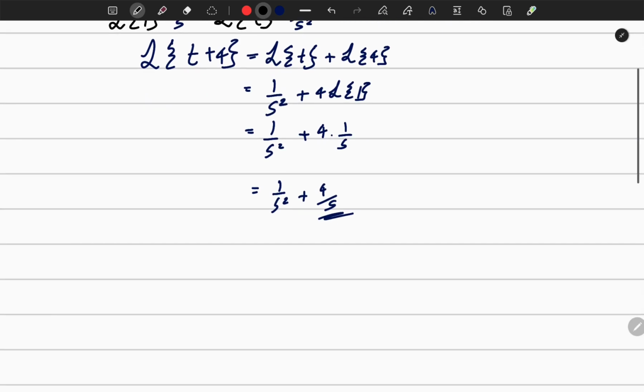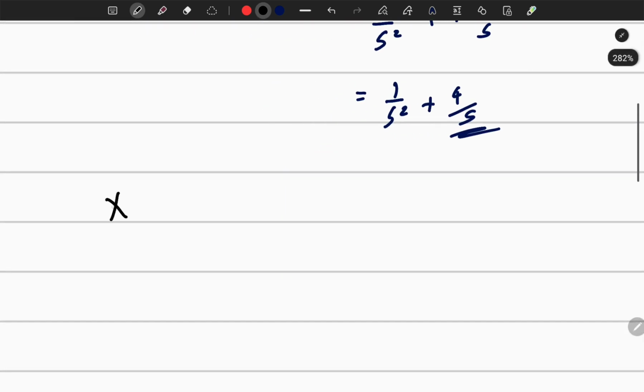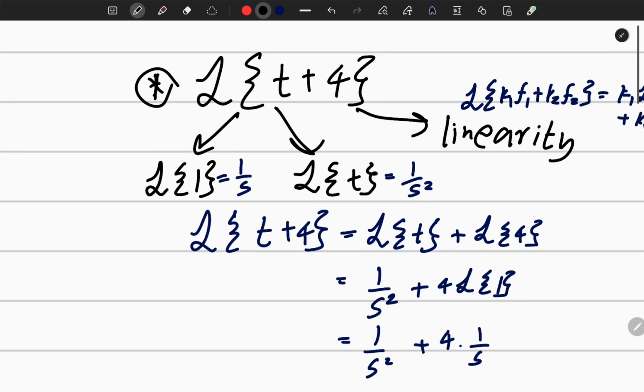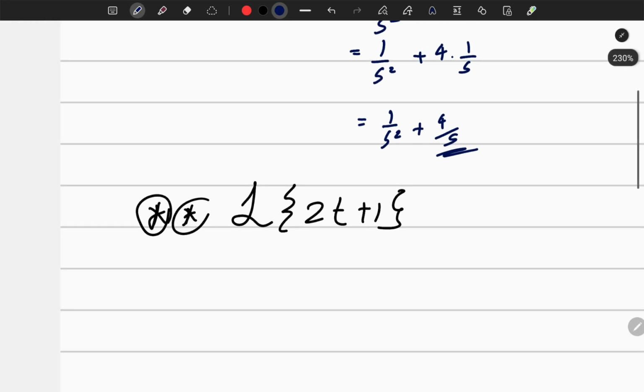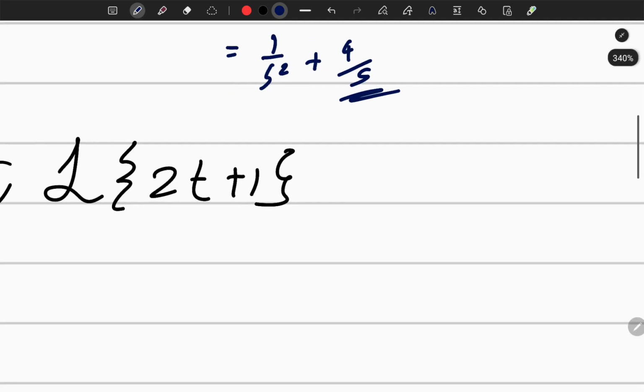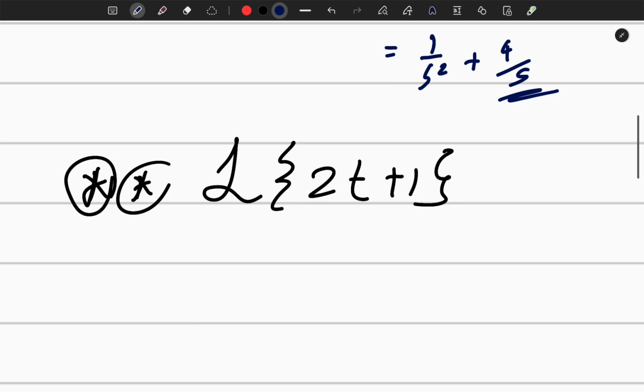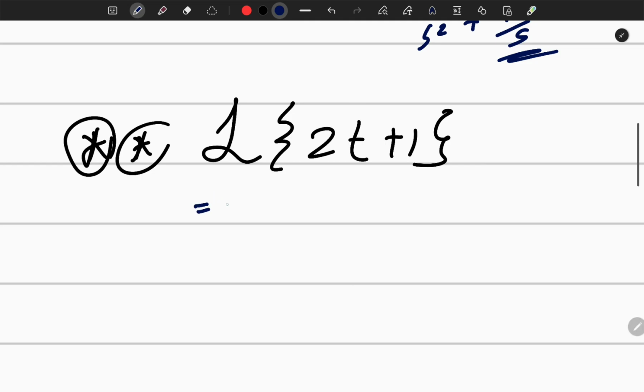I think let's discuss another one. Let's say double star, that is the Laplace transformation of 2t plus 1. Okay, how to do this Laplace transformation? I suggest you pause the video and do this question, right? After doing this problem, check whether you are correct or wrong, right? Okay, how to do this one?